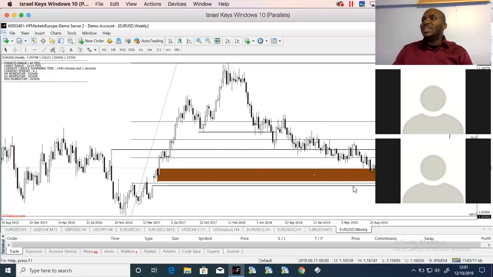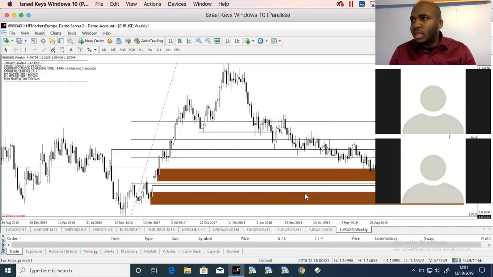The summary of all I've done is to say that we're at a level where we could see an up move, a sharp up move from there, but price could want to come back down and close this gap and come back down into this level here.